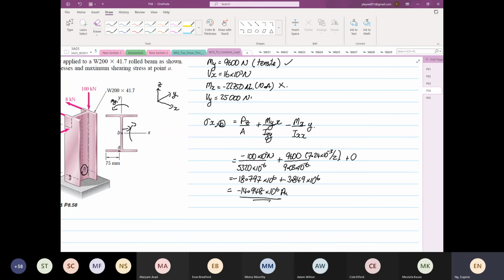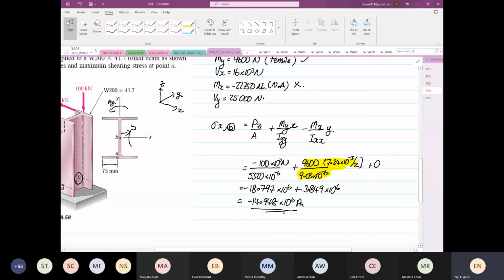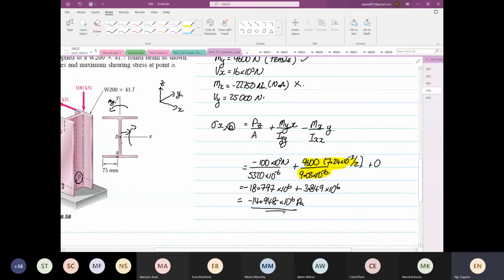Now, what some solution manuals do, which I've seen before, is they ignore this value. Why do they ignore this value? Because they assume that B is exactly at the centroid. But if you've seen how B is drawn, B is not exactly at the centroid. There's an offset of 7.24 times 10 to the power minus 3 divided by 2. So we have to include everything, or you get confused, I get confused, everyone gets confused. So the normal stress is always the easiest one.